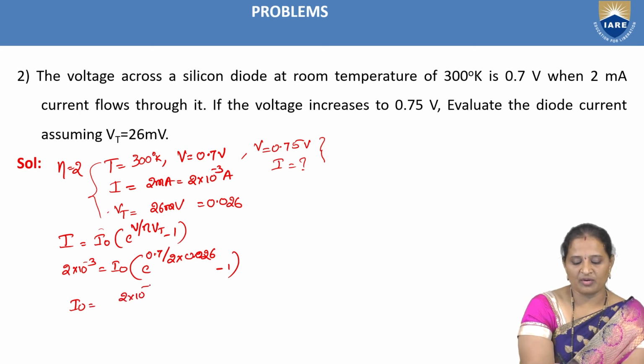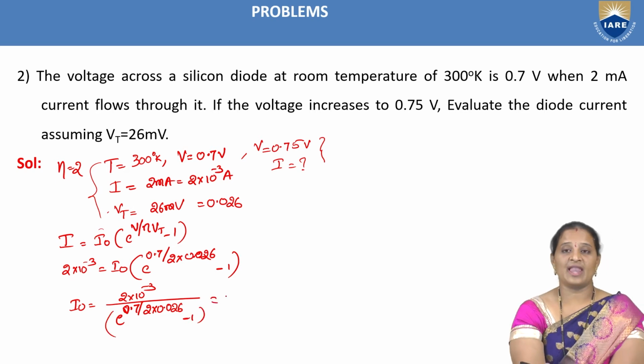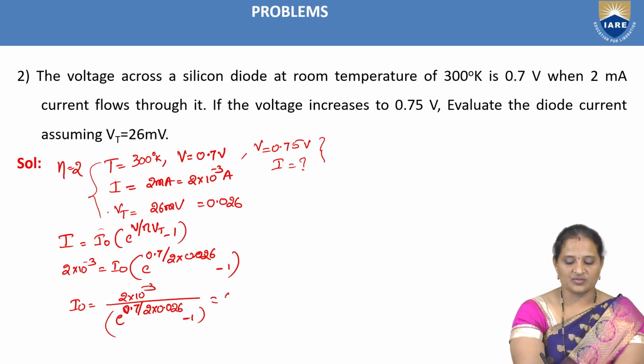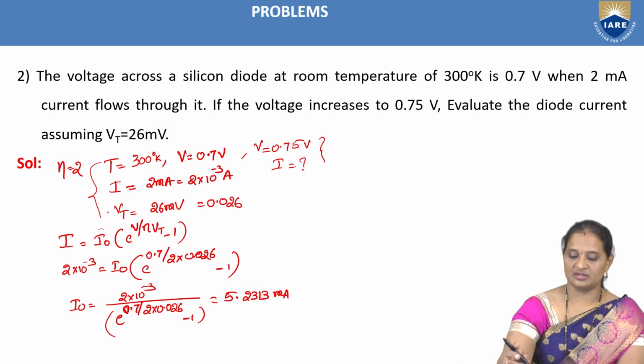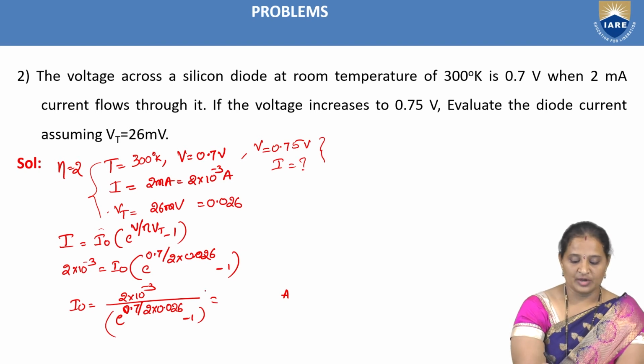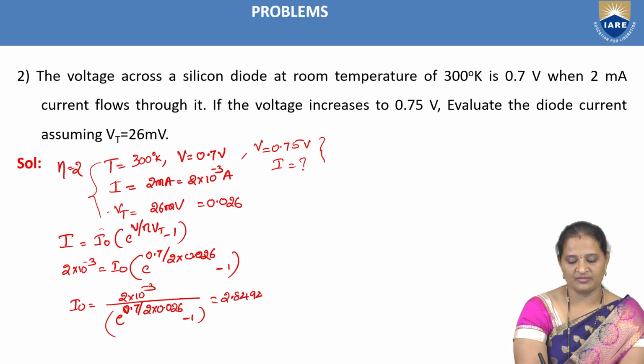Now what will be I naught value? 2 into 10 to the power of minus 3. It will go this side to the denominator. E power, that is 0.7 divided by 2 into 0.026, minus 1. If I calculate this value in the calculator, this one will be... sorry, it is a 2. So if you calculate this value, you will be getting 2.8494 into 10 to the power of minus 9 amperes.